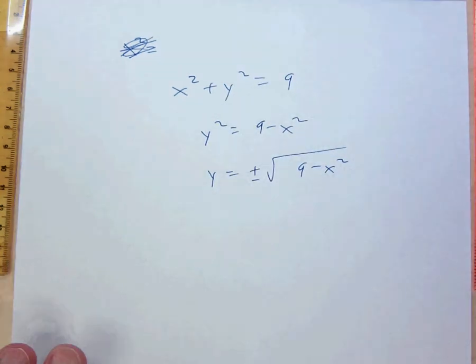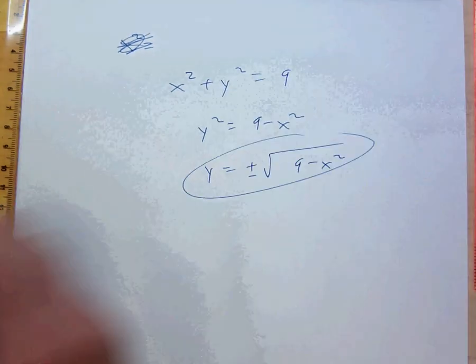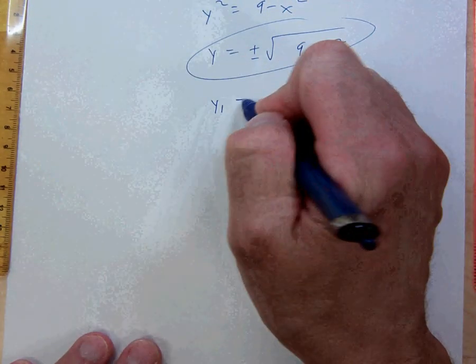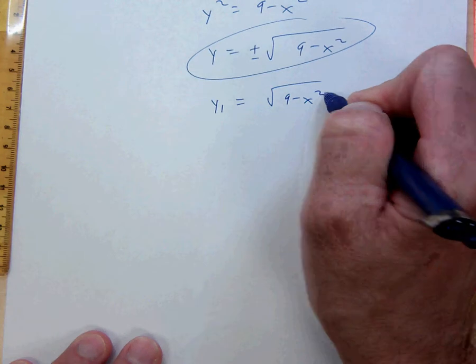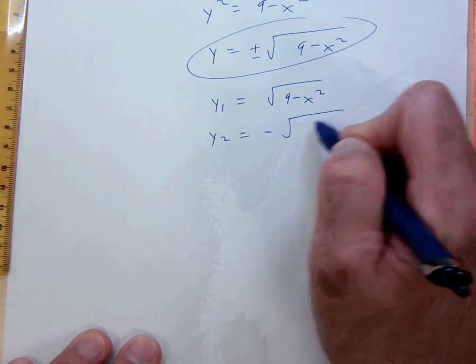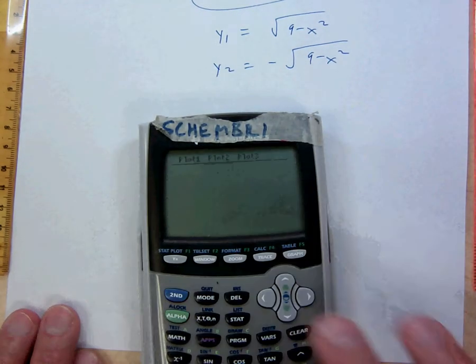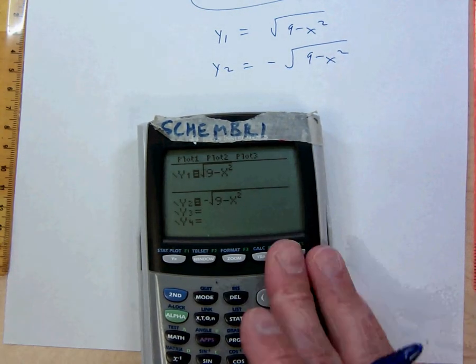So how do I enter that onto my calculator? Well, it's simple. In y1, you type in the positive square root. In y2, you type in the negative square root. So doing that, there it is. Just type it in like that.